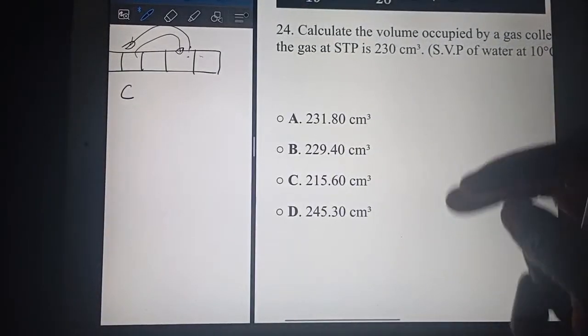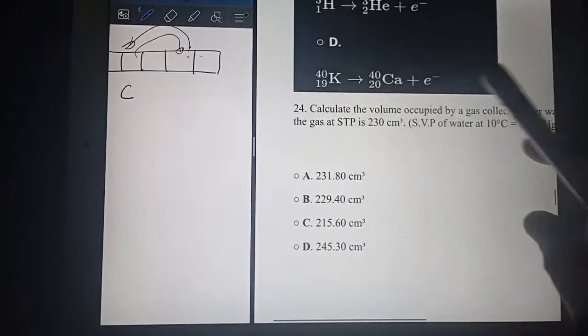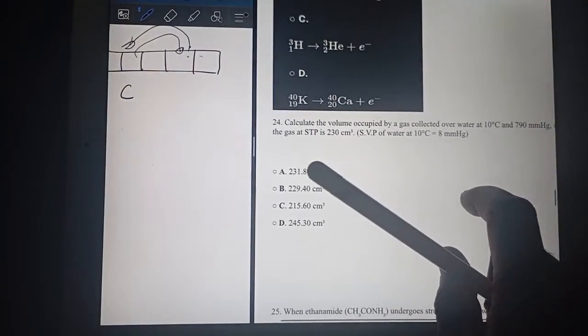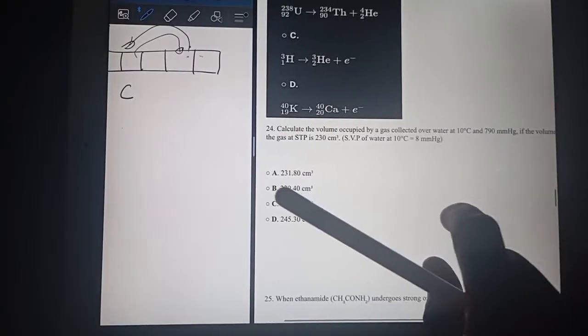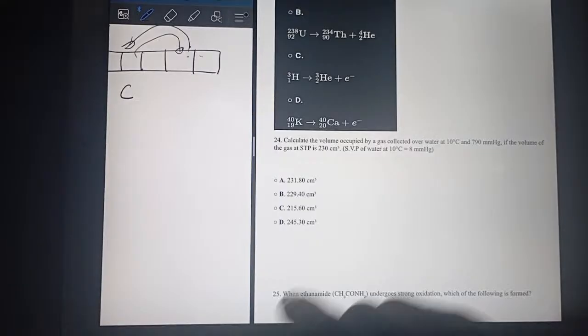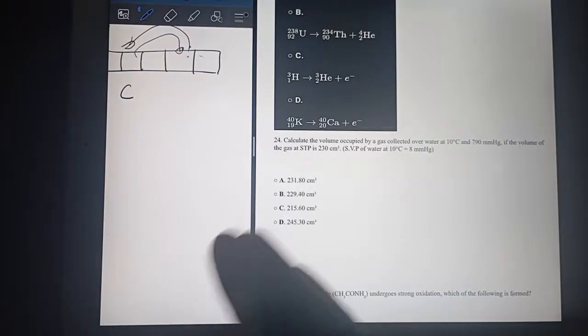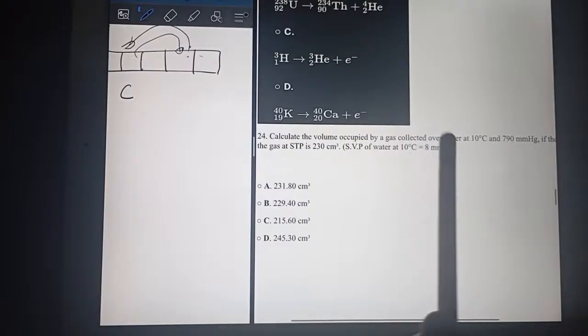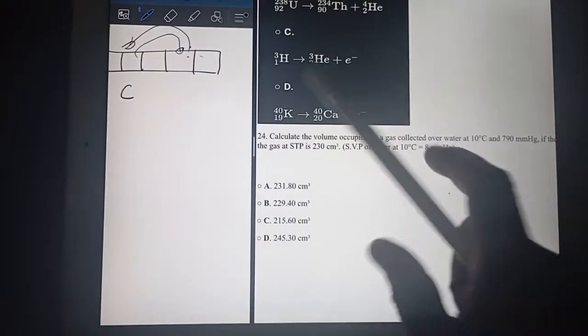So to round up, 24 says, calculate the volume occupied by a gas collected over water at 10 degrees and 790 millimeters of mercury if the volume of the gas at STP is 230 cm cubed. SVP of water at 10 degrees equals 8 millimeters of mercury. SVP means saturated vapor pressure. So the saturated vapor pressure of water at that particular temperature, which is 10 degrees, is 8 millimeters of mercury.